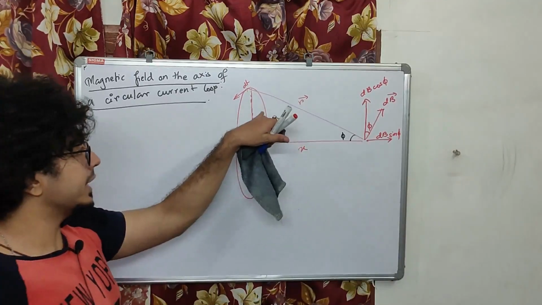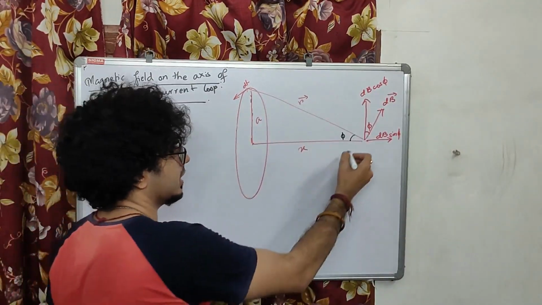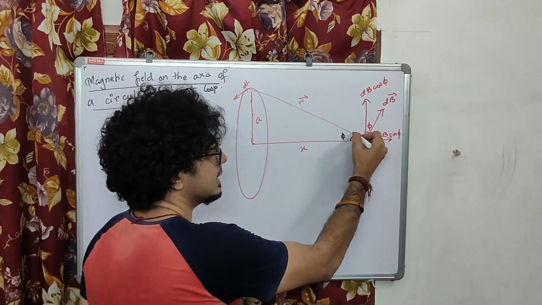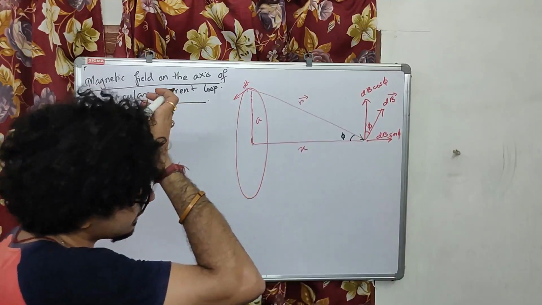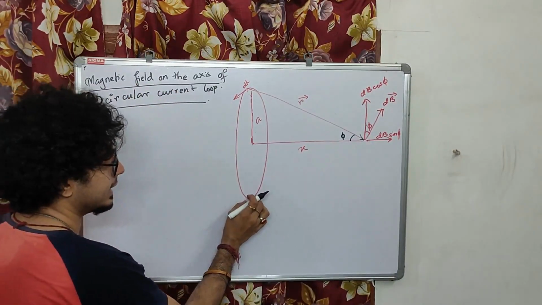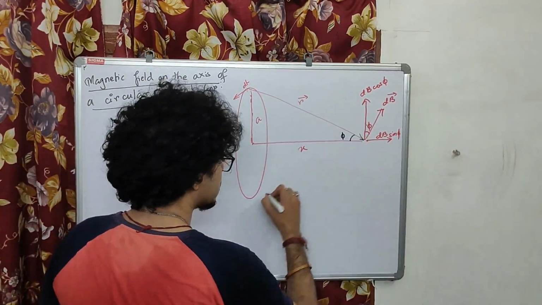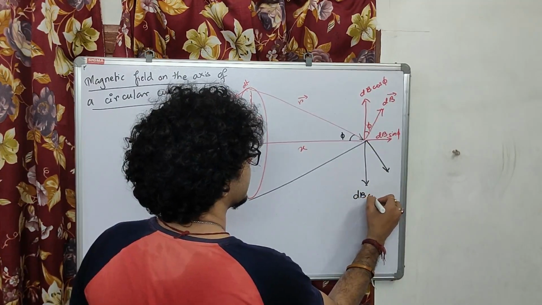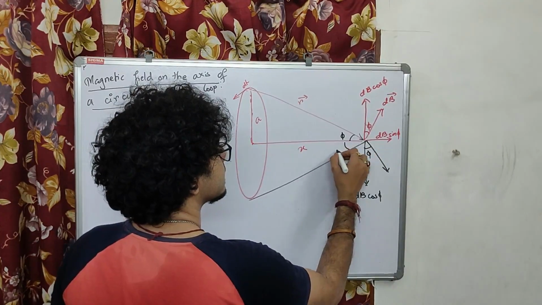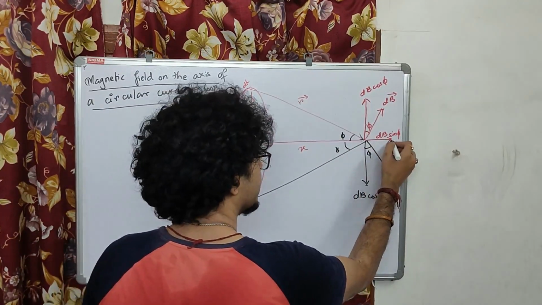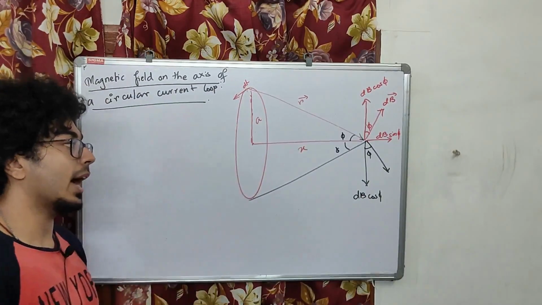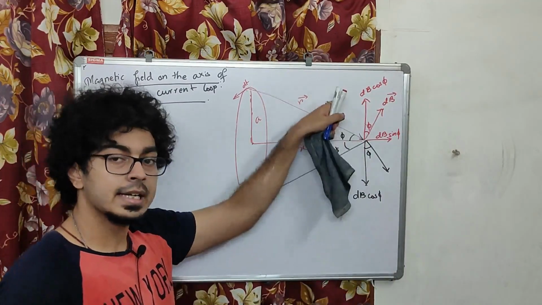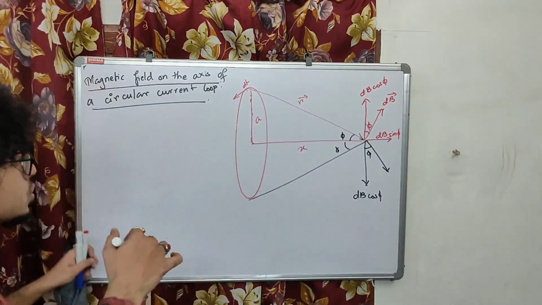So dB is perpendicular to both r and dL. That's why I can say this as phi, because this angle is also phi. Now when you take the dL over here also, you are going to get a dB in this direction, and this will be dB cos phi, with this angle also phi, and this is going to be dB sin phi. So ultimately you have to find dB sin phi, because the dB cos phi components are cancelled over here. So let us do it.